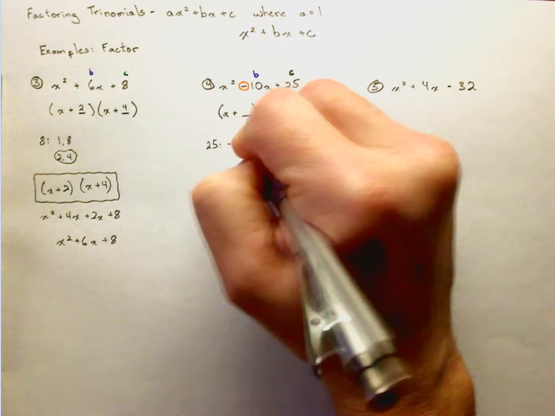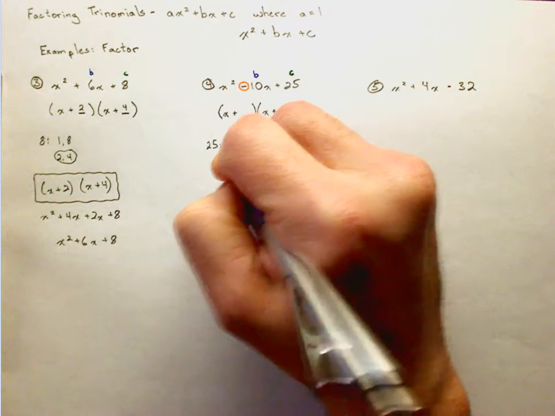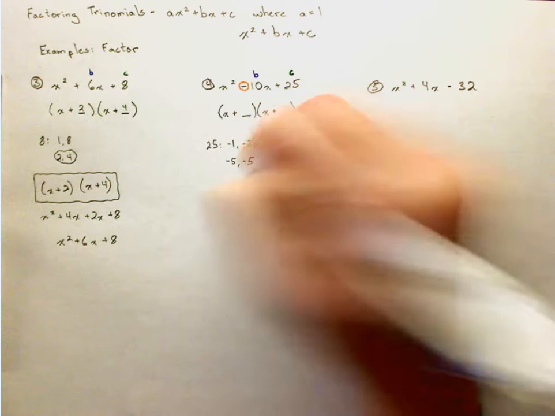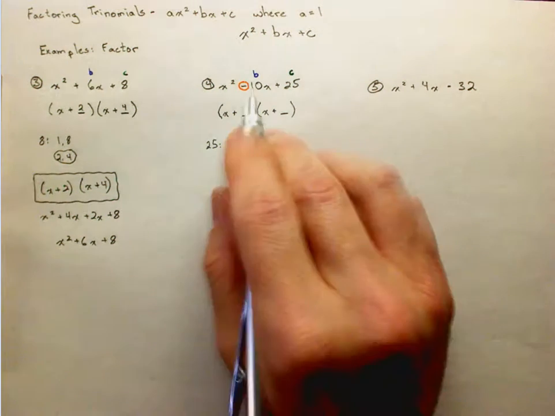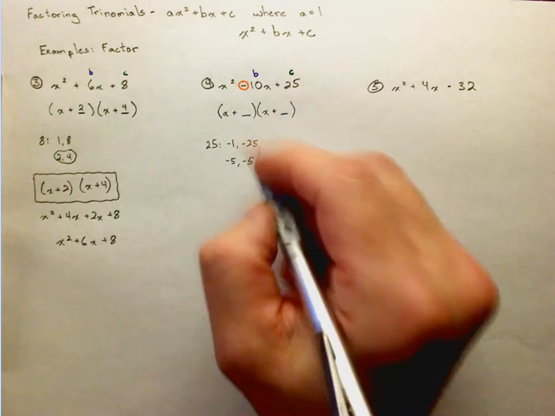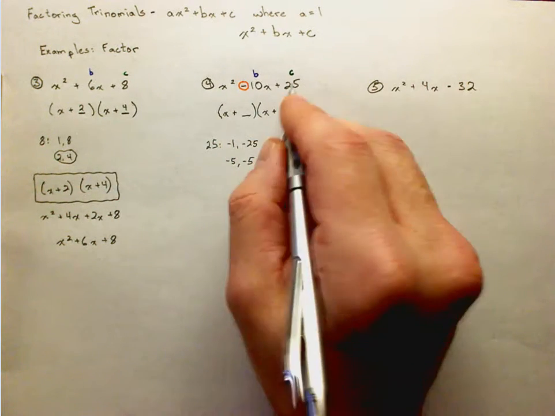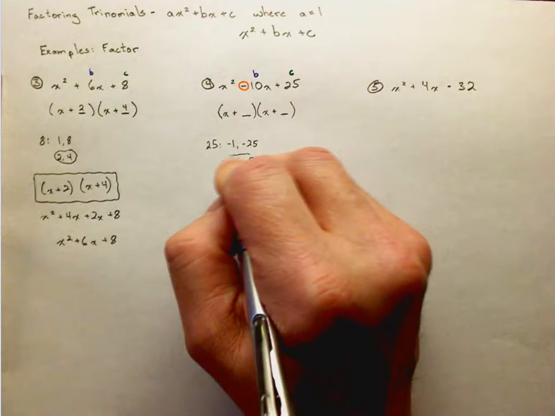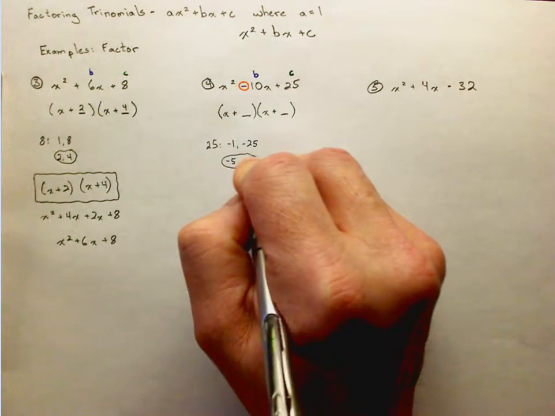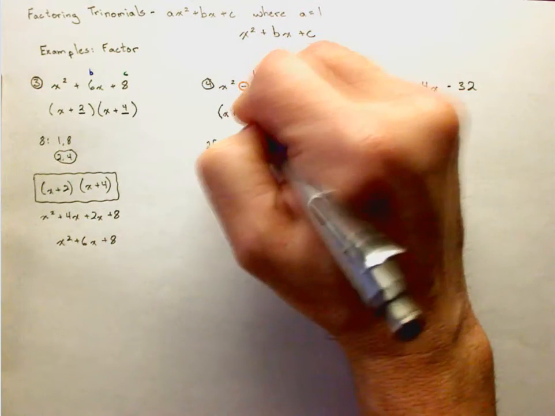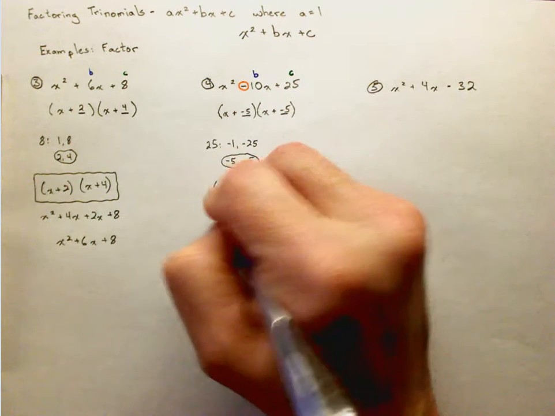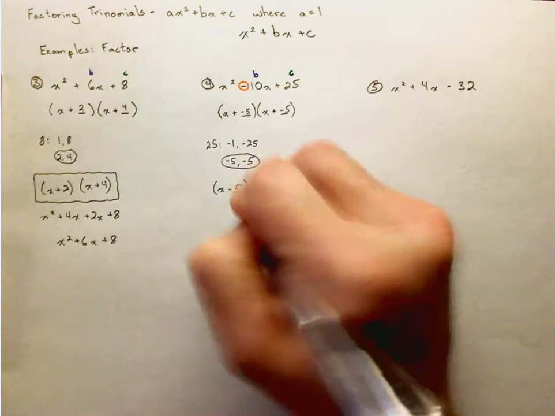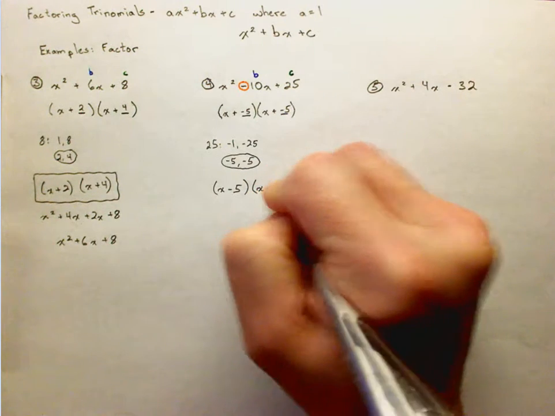Negative 1 and negative 25, or negative 5 and negative 5. Which set can I add together to get a negative 10, my b? So these are the factors of c, which is 25, and I'm going to sum them together to get b, which is a negative 10. So I have a negative 5 and a negative 5. So x minus 5 and x minus 5.